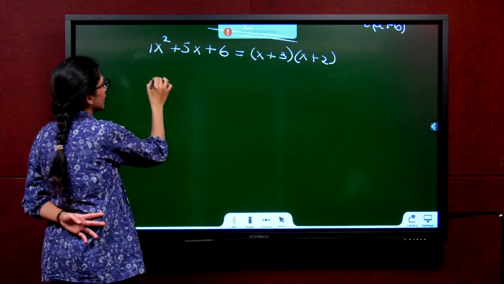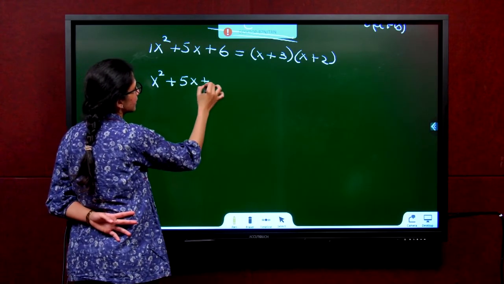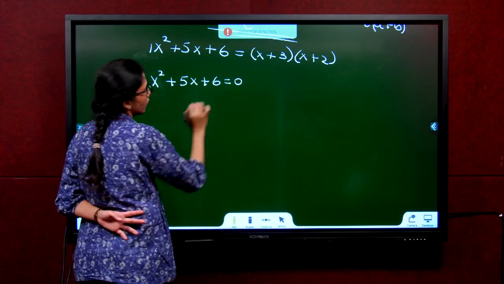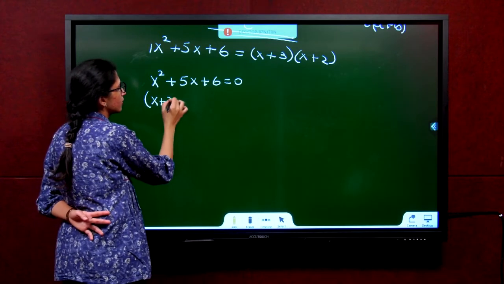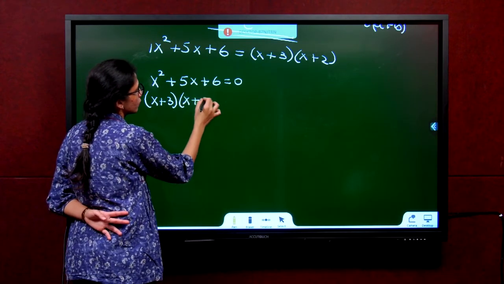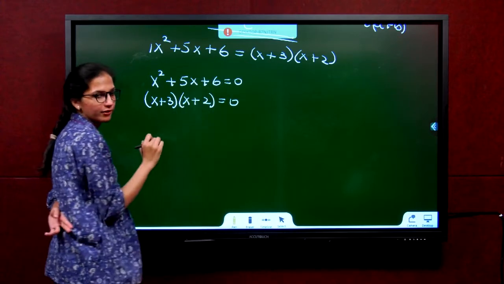What does it mean? If I have an equation x square plus 5x plus 6 is equal to 0, can I write x plus 3 into x plus 2 is equal to 0? Valid? Because I just learned how to factorize it.